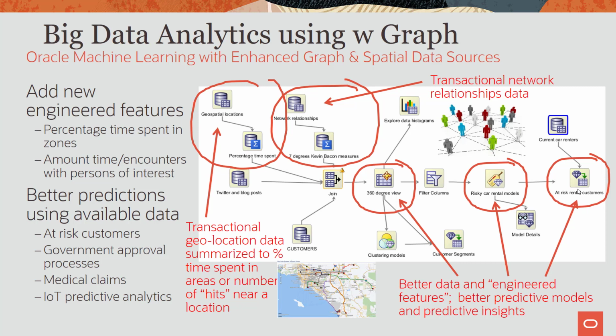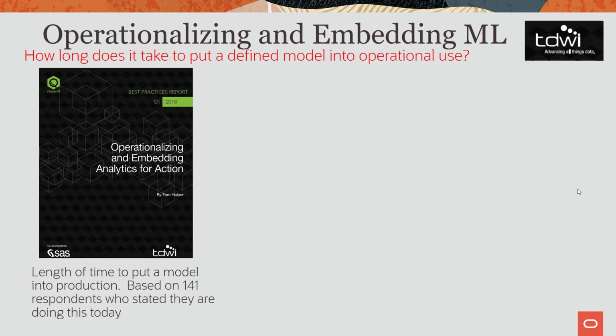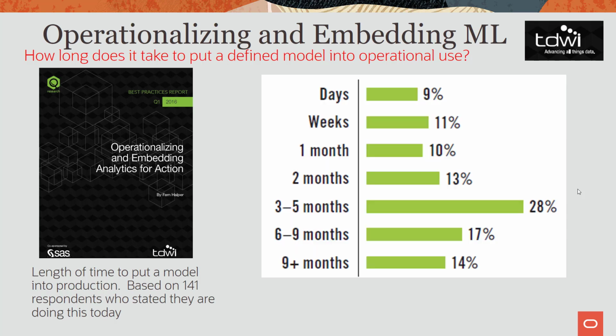I have to bring all the data together to have the algorithm consider all that data to build a model. Now, a couple more things here, I think, before I move into the real details. Here's a report from Fern Halper that asked, I think, the best question: how long does it take to put a defined model? In other words, I built a model for fraud, like some of the other examples I gave. Now I want to operationalize it.